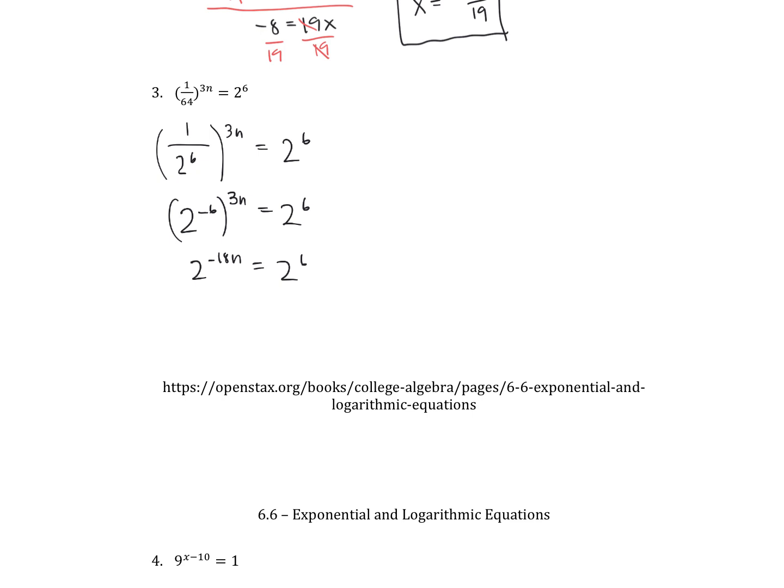And now you can see we have the same base. So we ignore the base and we write the equation with exponents only. When we divide by negative 18, we will get the n by itself, and you will see that n is equal to negative 1/3. So 1, 2, and 3, the approach here was to make the base be the same so that we could ignore the base and write the equation with the exponents only.